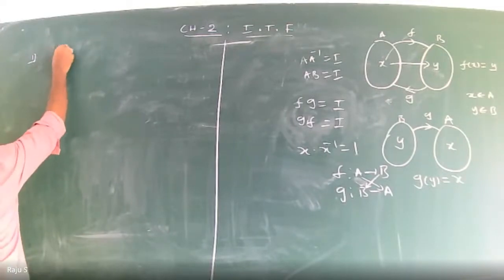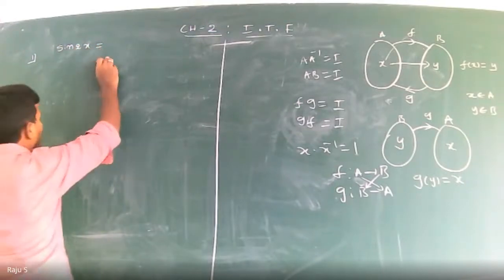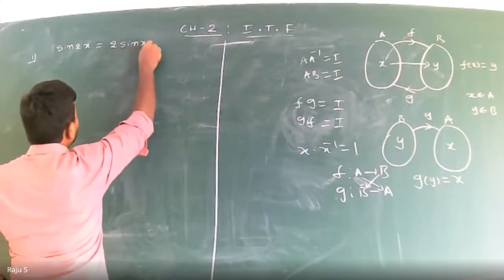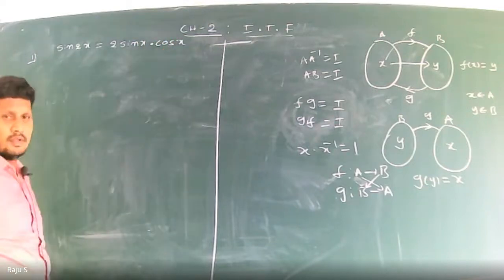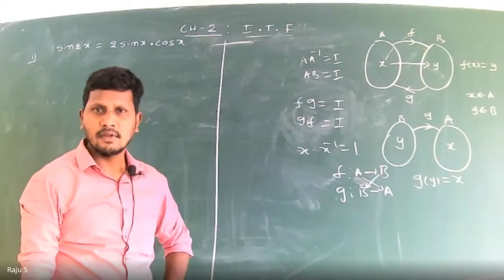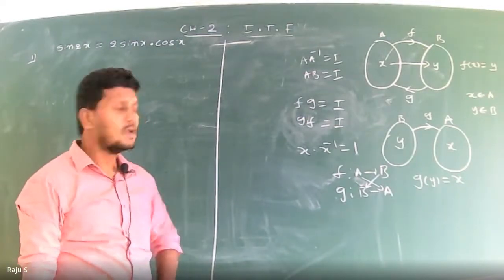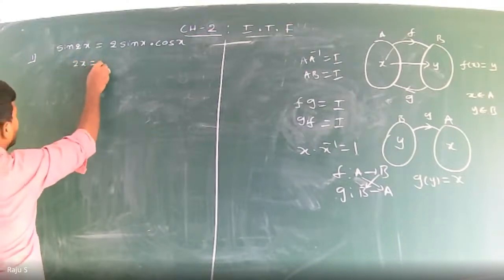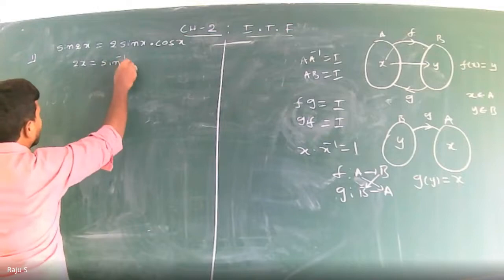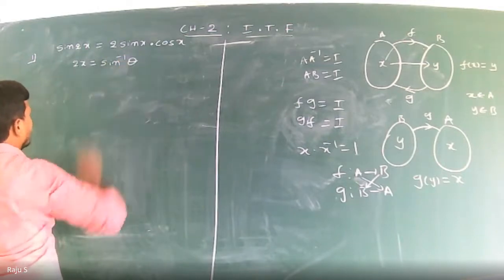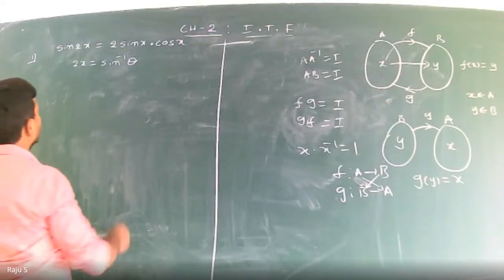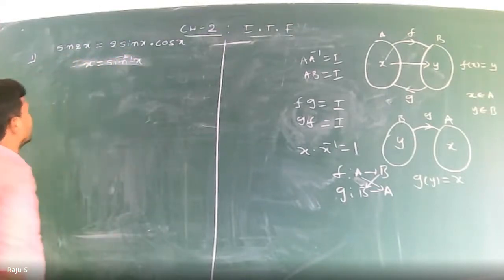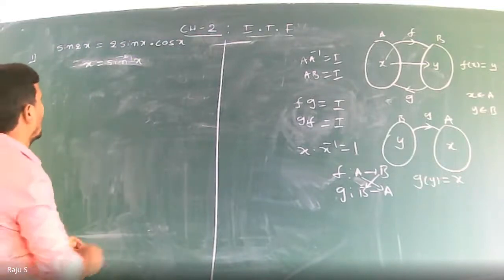Since we know the sin 2x formula: sin 2x is 2 sin x into cos x. Am I right? The sin 2x formula you already studied. Yes, sir. Okay. I want to take here 2x is equal to some sin inverse theta, or sin inverse x is equal to, let us consider x is equal to sin inverse x, otherwise theta.